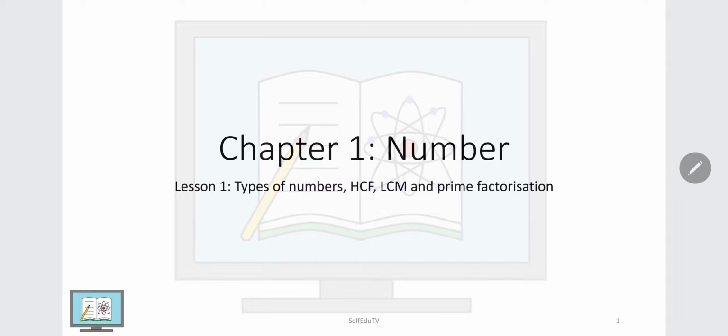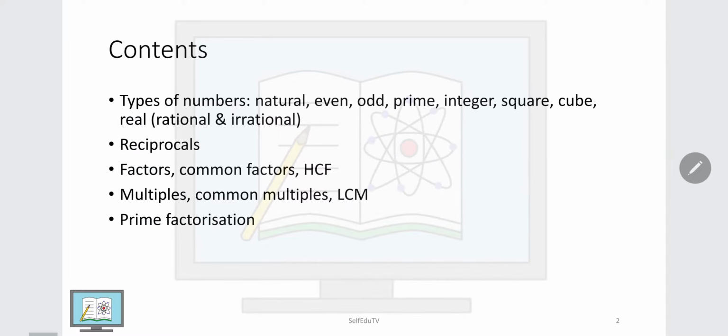The lesson in this video is about the types of numbers, HCF, LCM, and prime factorization. This video covers types of number, reciprocal, factors, common factors, HCF, multiples, common multiples, LCM, and prime factorization.